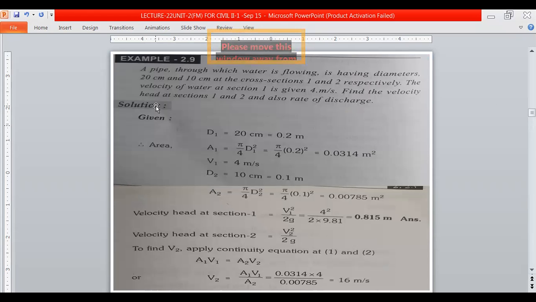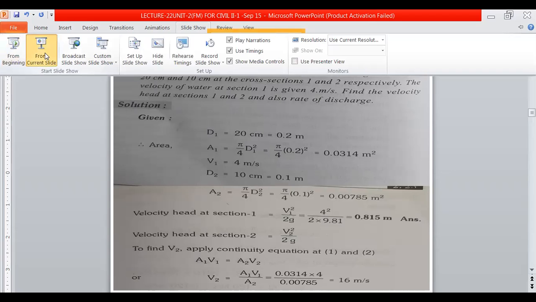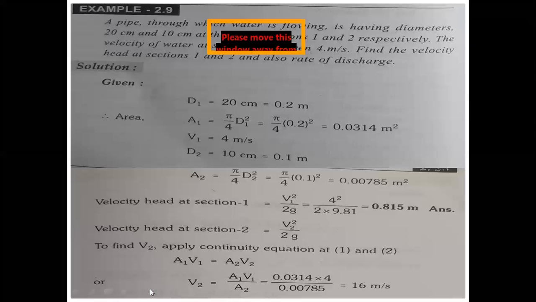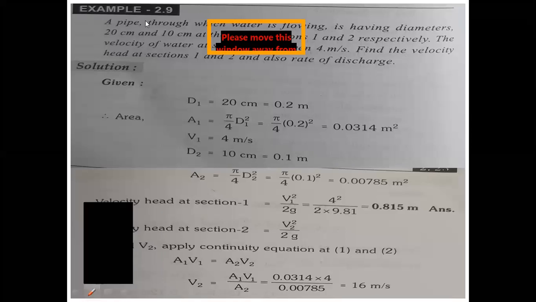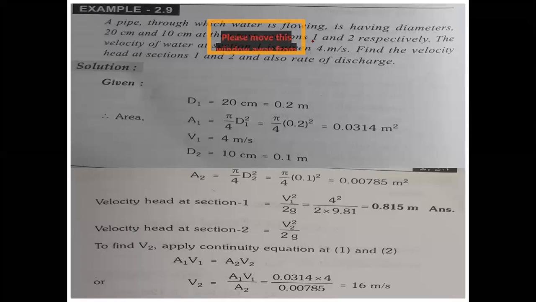Okay, now see, a pipe through which the water is flowing is having the diameters 20 centimeters and 10 centimeters at sections 1 and 2 respectively. The velocity of water at section 1 is given as 4 meters per second. Find the velocity at section 2 and also the rate of discharge Q.